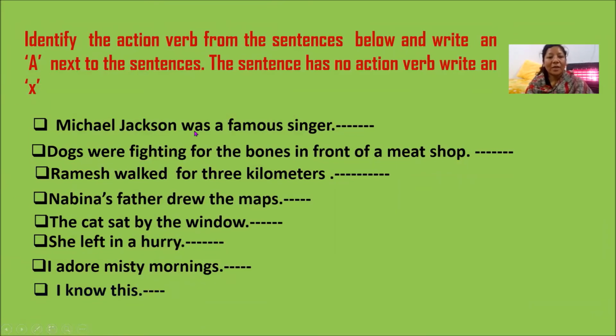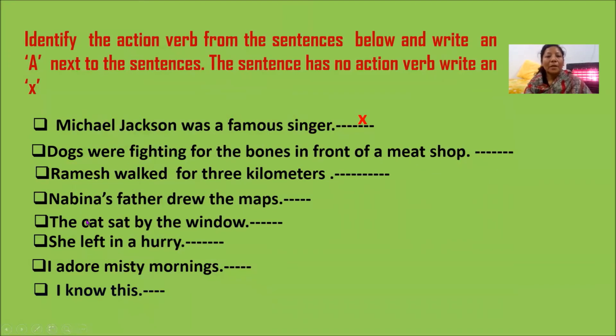So, Michael Jackson was a famous singer. What is the verb here? Was is the verb. Which verb, stative verb or action verb? This is a stative verb. Why stative verb here? Because it shows what Michael Jackson was. Who was Michael Jackson? Michael Jackson was a famous singer.